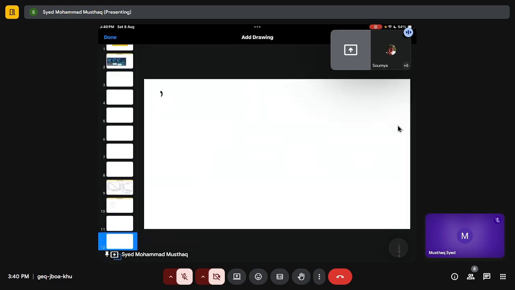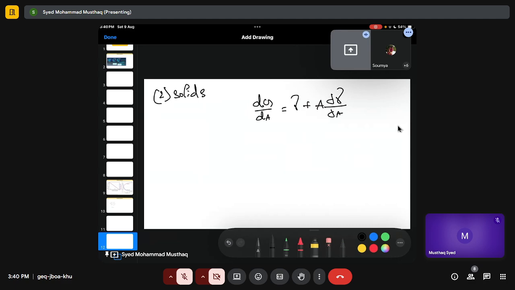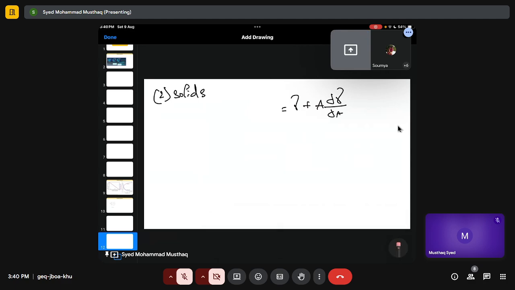The second case is for solids. So dG by dA will be equal to gamma plus A times d gamma by dA, right.